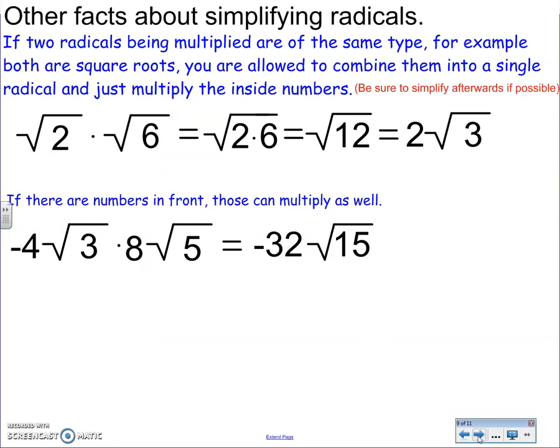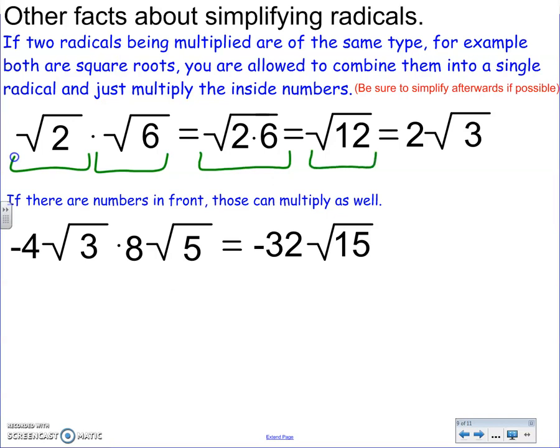All right, other facts about simplifying radicals. If two radicals are being multiplied and they're the same type, for example, they're both square roots, which in geometry that's going to be the case, you are allowed to combine them into a single radical and just multiply the inside numbers. Just be sure to simplify afterwards if possible. So here's this, what is the square root of 2 times the square root of 6? They're both square roots, so I can make them a single square root, just multiply the insides of 2 times 6. Well, 2 times 6 we know is 12.